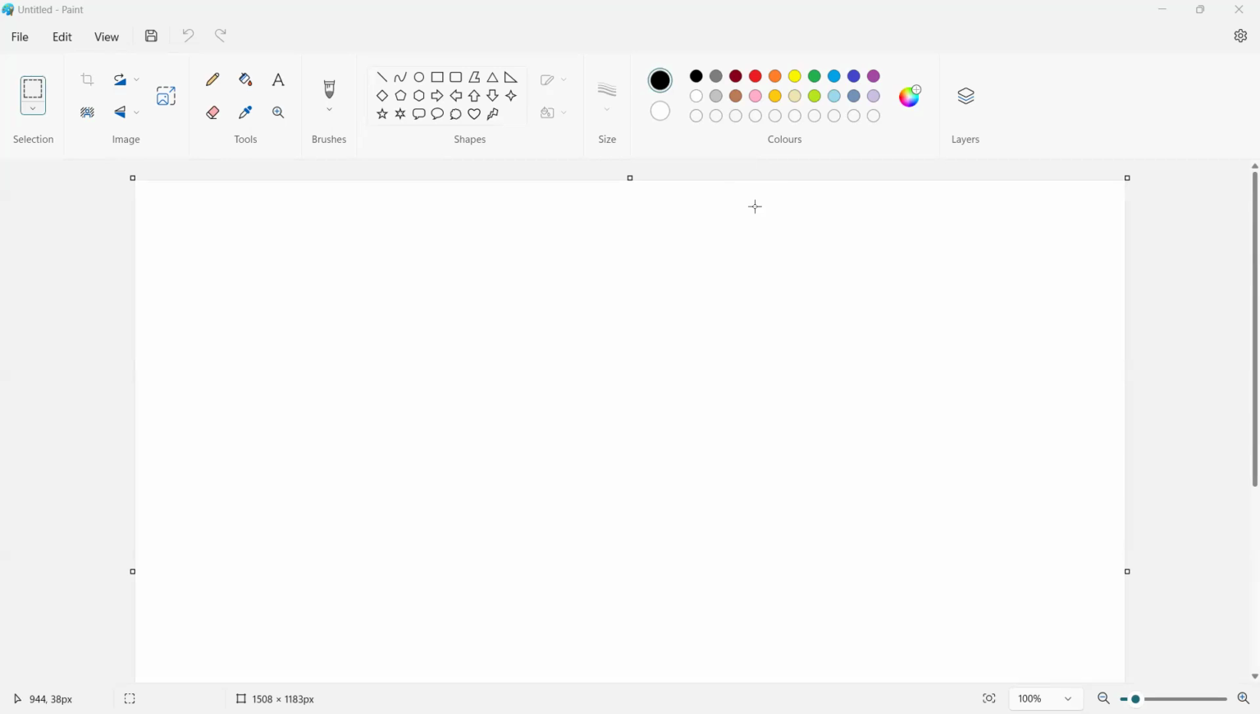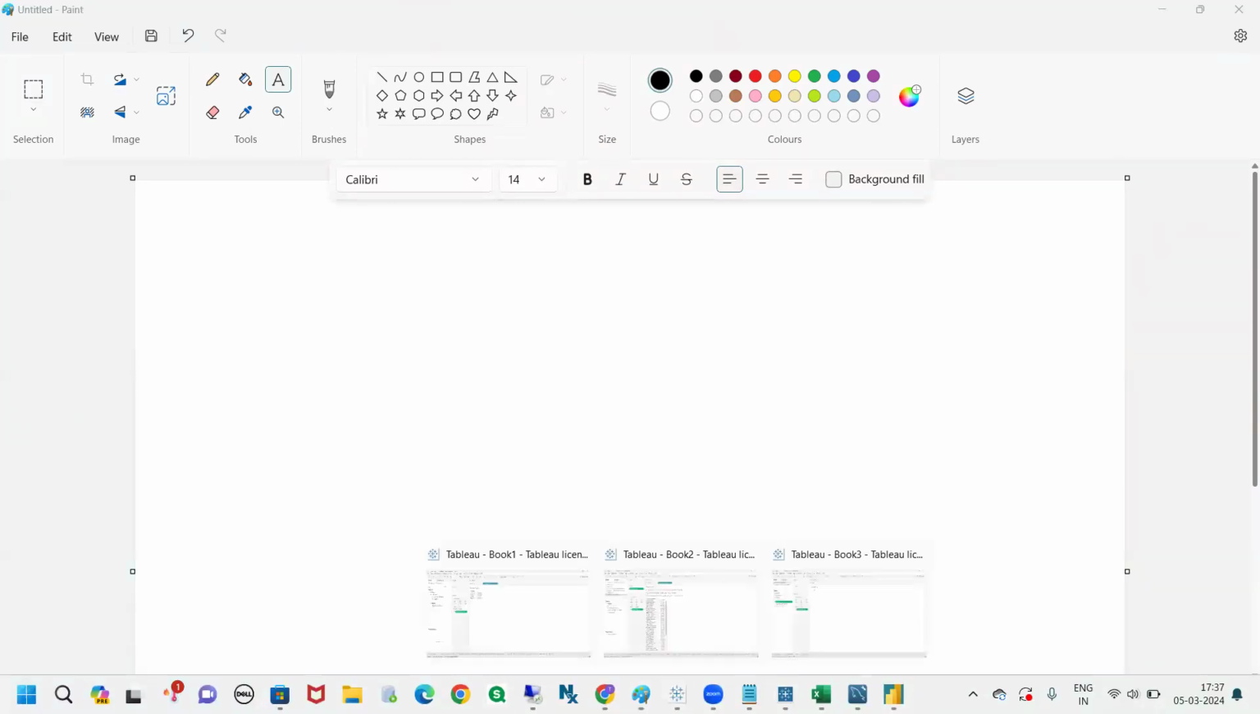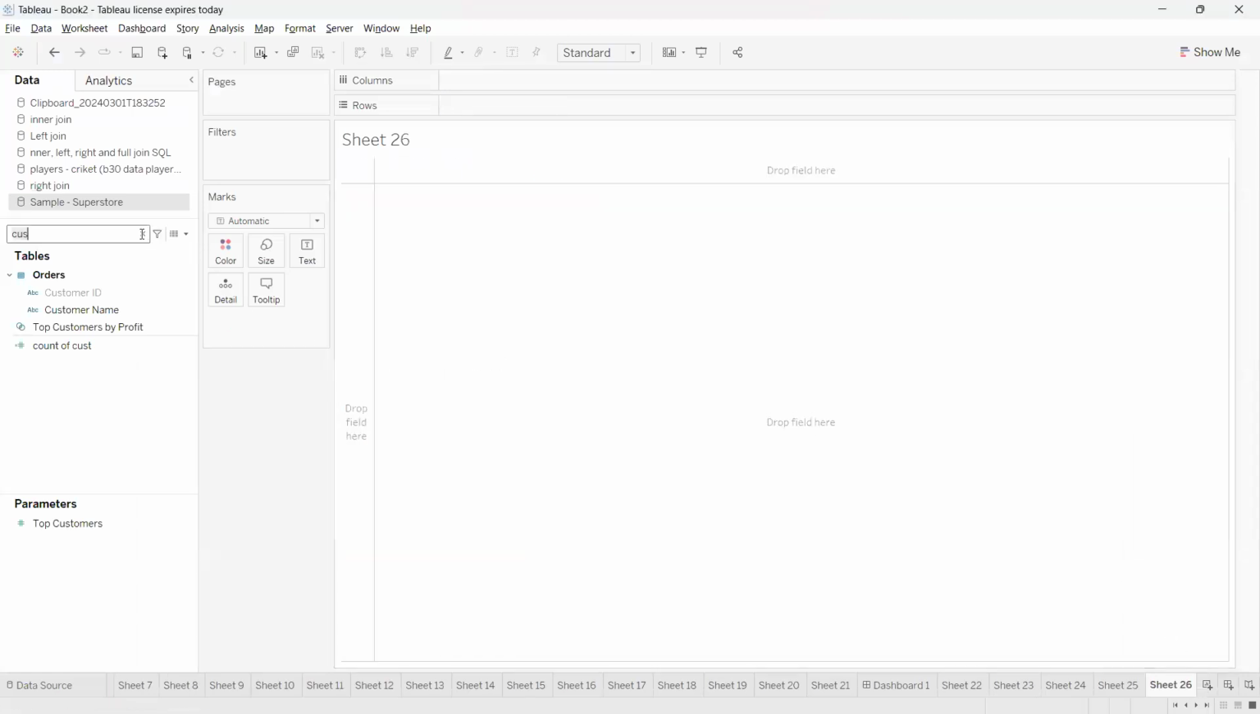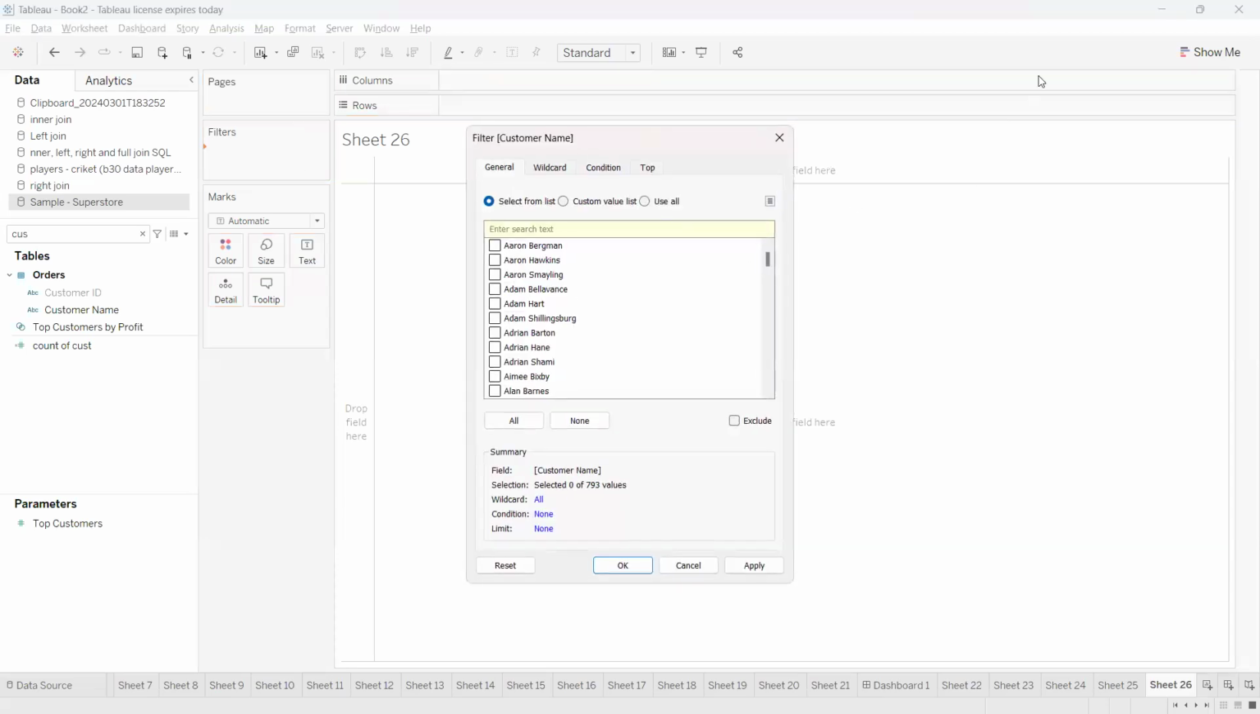So yesterday and day before yesterday, we have seen the condition option and top options, right? What we have to remember in this condition and top option is, let me go to a new sheet here. I want to filter the data. When I drag customer name, for example any dimension, into the filter shelf.